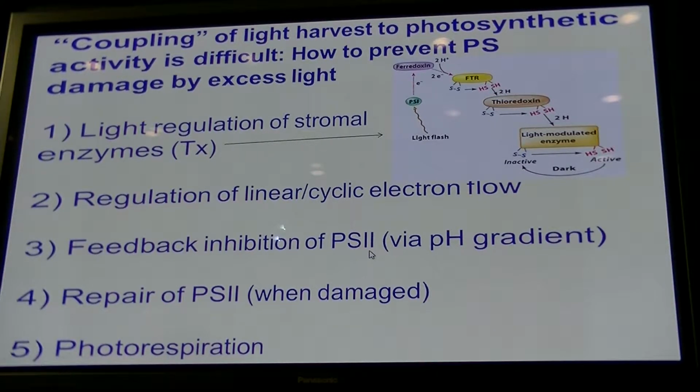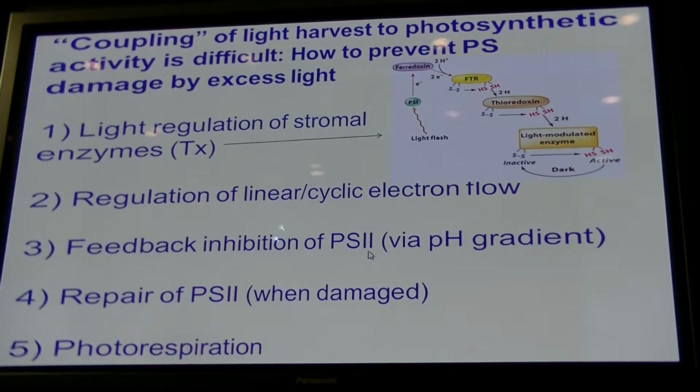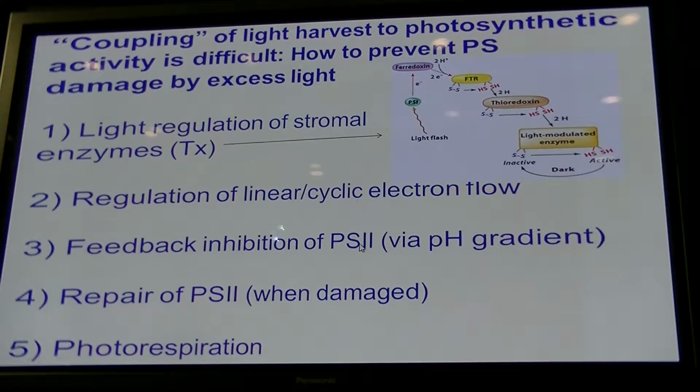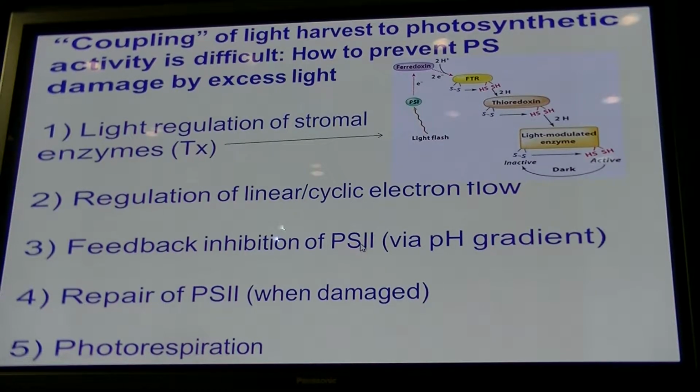Cyclic electron flow gives a very steep pH gradient over the thylakoid membrane, and that leads to an inhibition of the activity of photosystem 2. So when there's a very steep proton gradient, it's difficult for photosystem 2 to push electrons into the electron transport chain because plastoquinone is already reduced and it's hard to get it oxidized. So you have to pump against a very steep proton gradient, and that's hard.